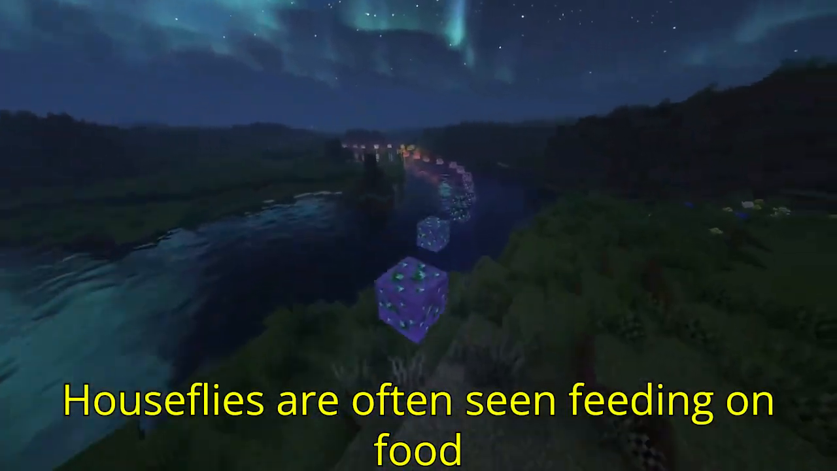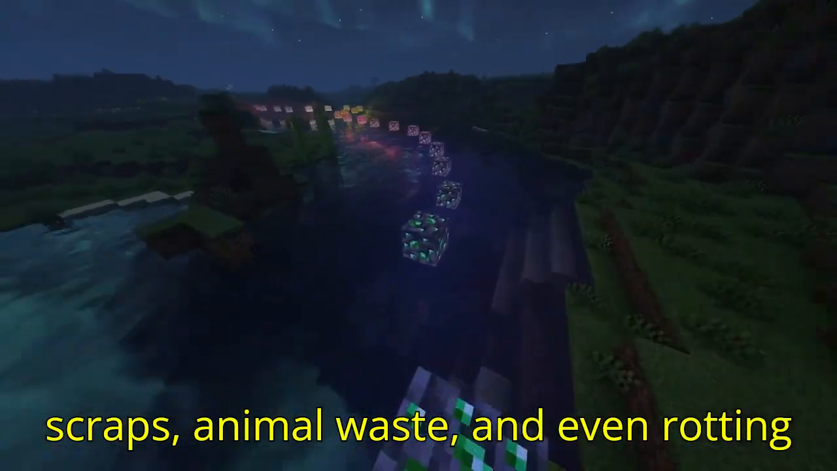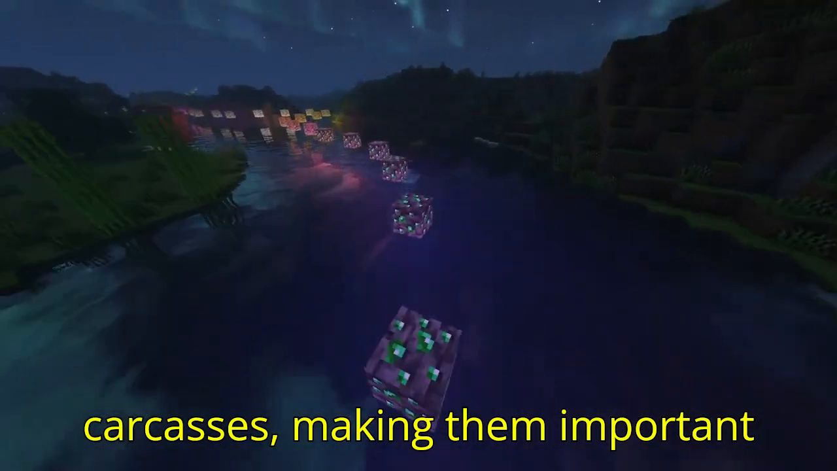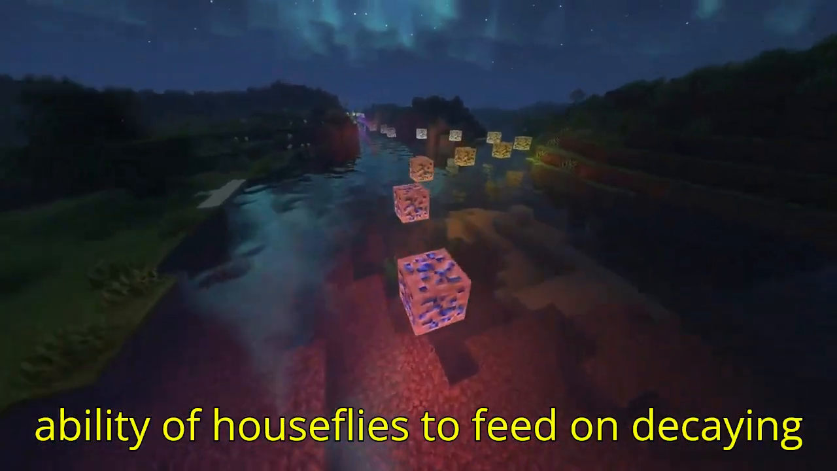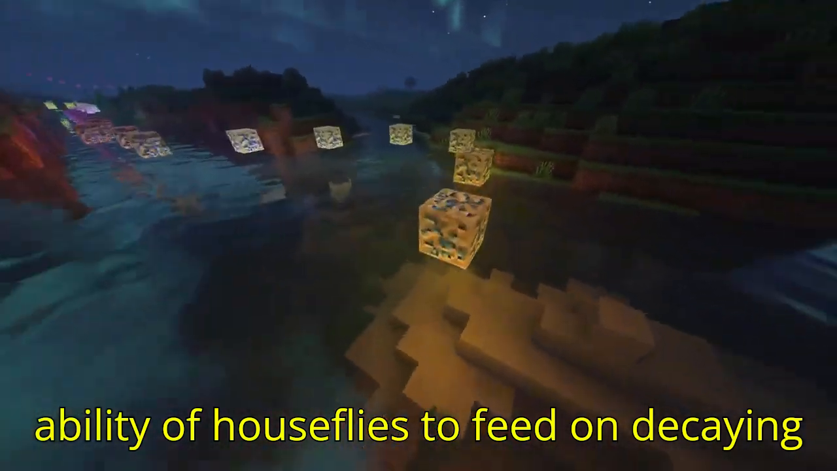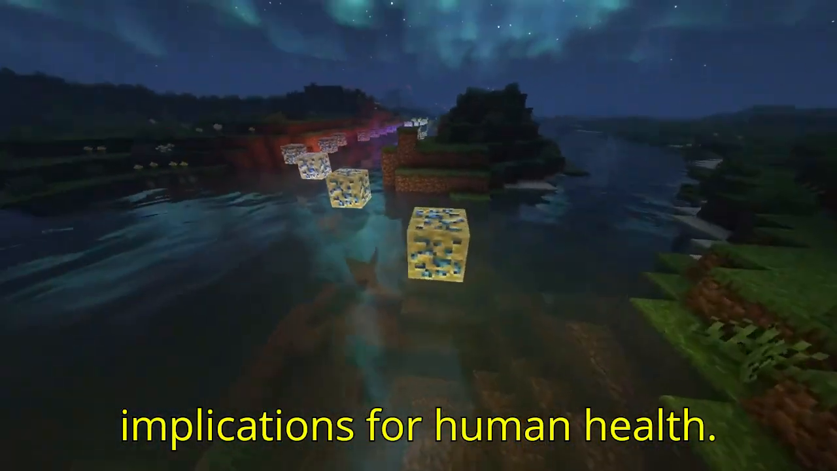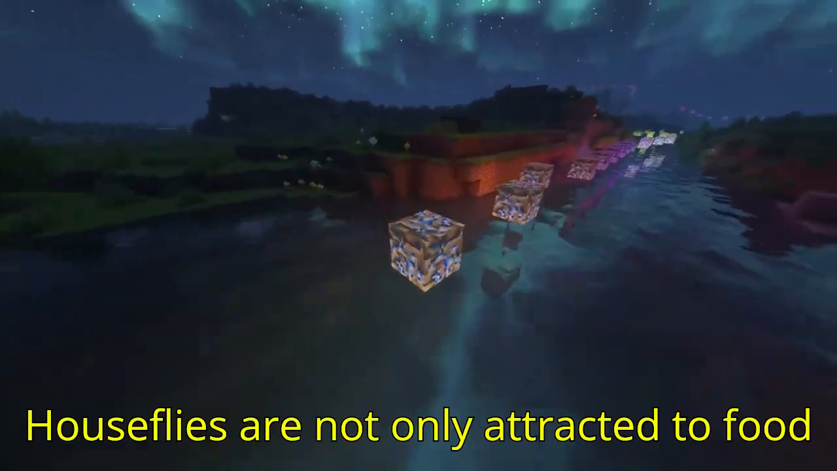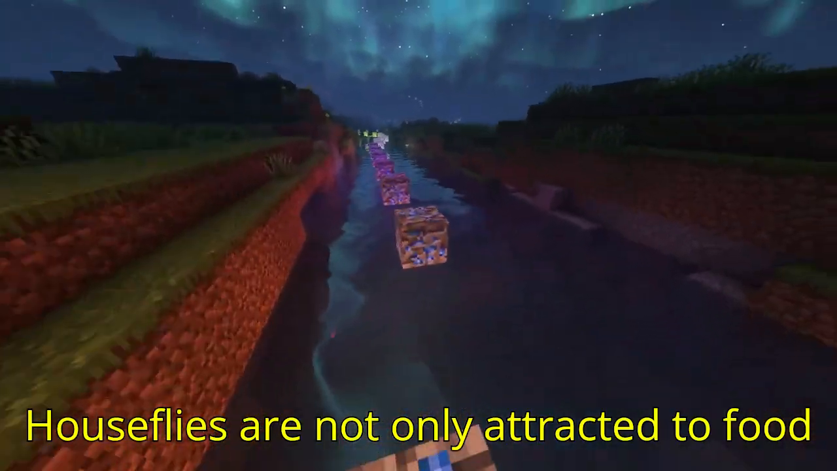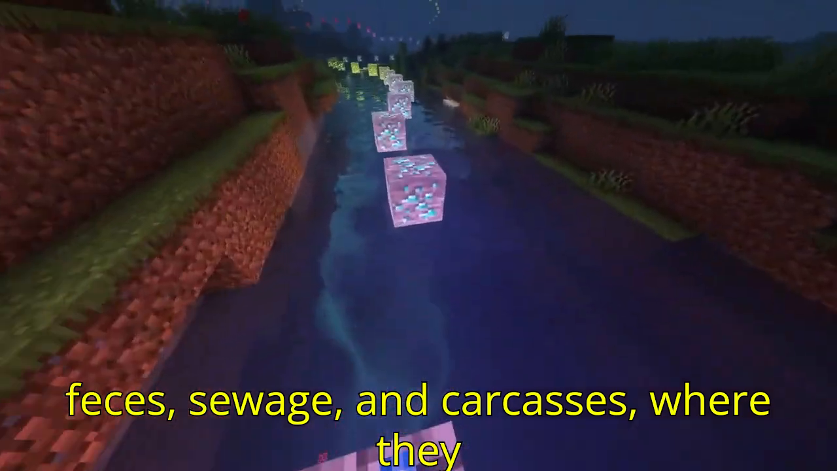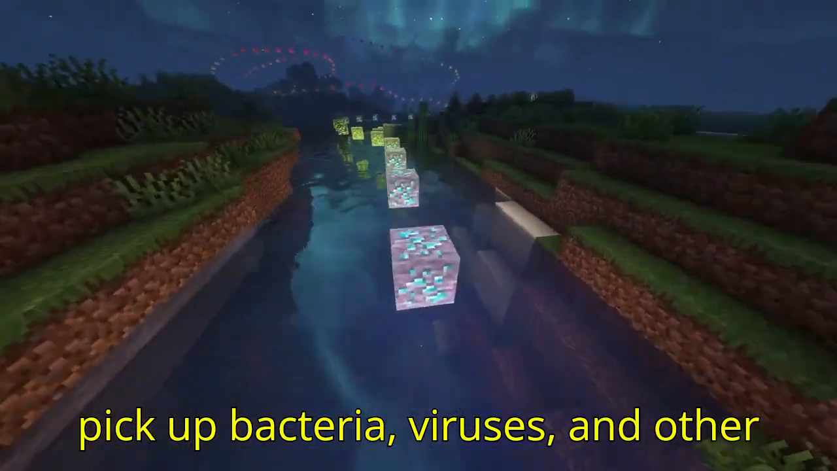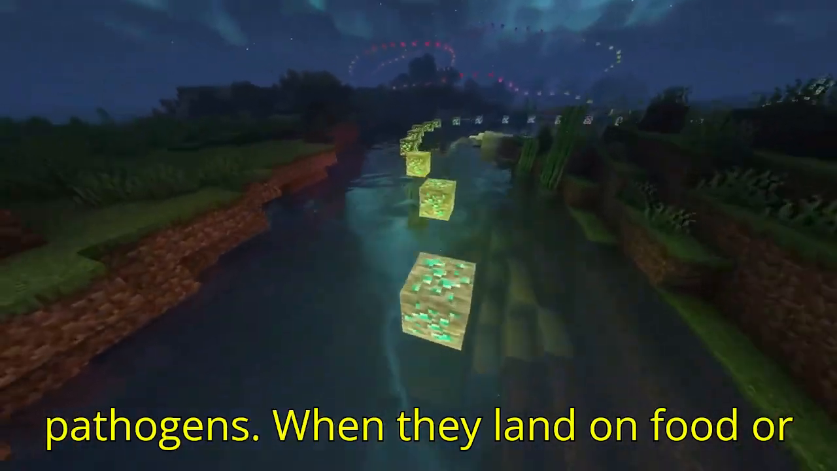Houseflies are often seen feeding on food scraps, animal waste, and even rotting carcasses, making them important decomposers in the ecosystem. The ability of houseflies to feed on decaying organic matter has significant implications for human health. Houseflies are not only attracted to food and waste but also to substances like feces, sewage, and carcasses, where they pick up bacteria, viruses, and other pathogens.